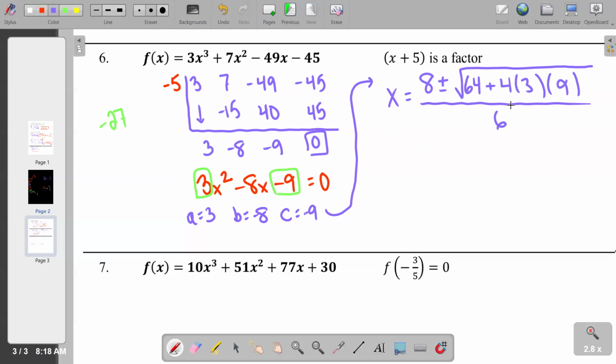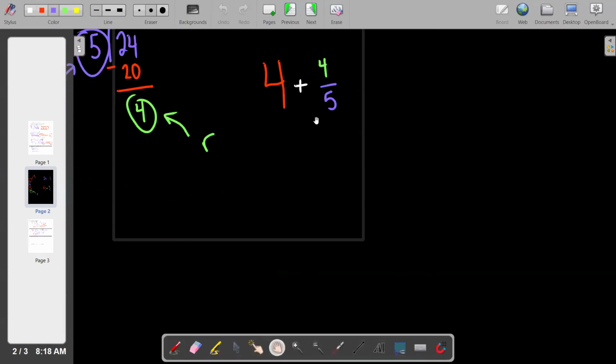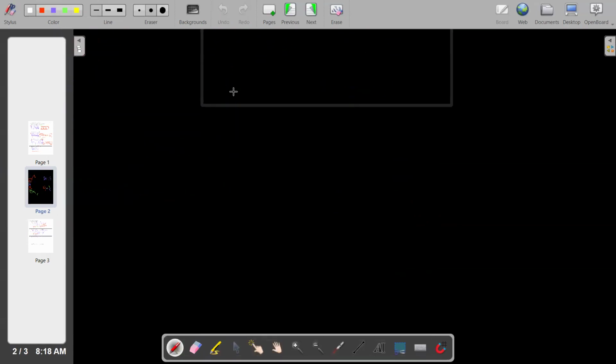And at this point, it is okay to use a calculator without any guilt or shame, because the numbers start to get a little bit big sometimes. So in this case, when you take 64 plus 108, you get 172. So we're currently sitting here looking at x equals 8 plus or minus the square root of 172 divided by 6. And some of you have expressed to me that you have a hard time with breaking down square roots.